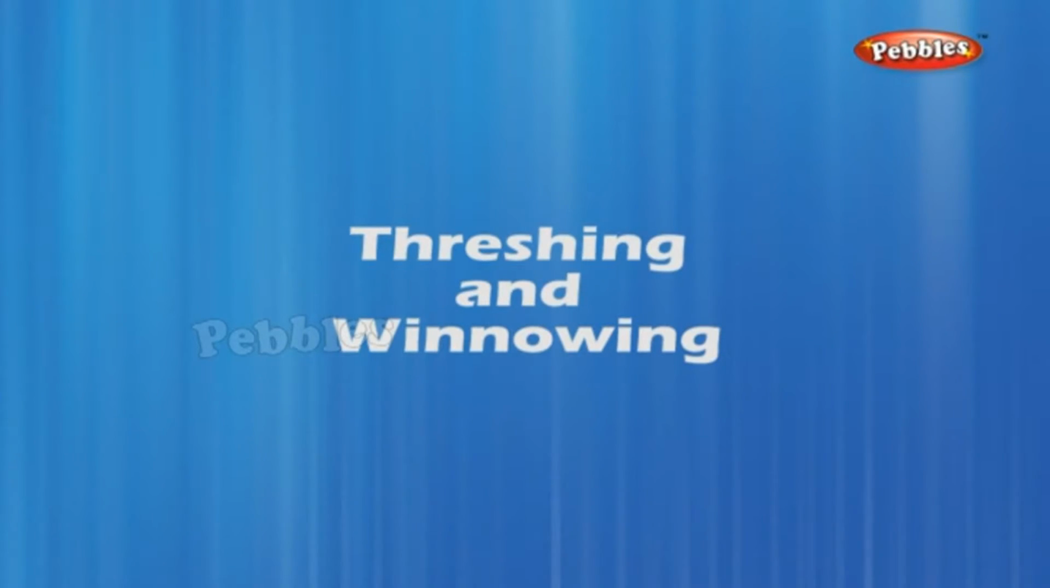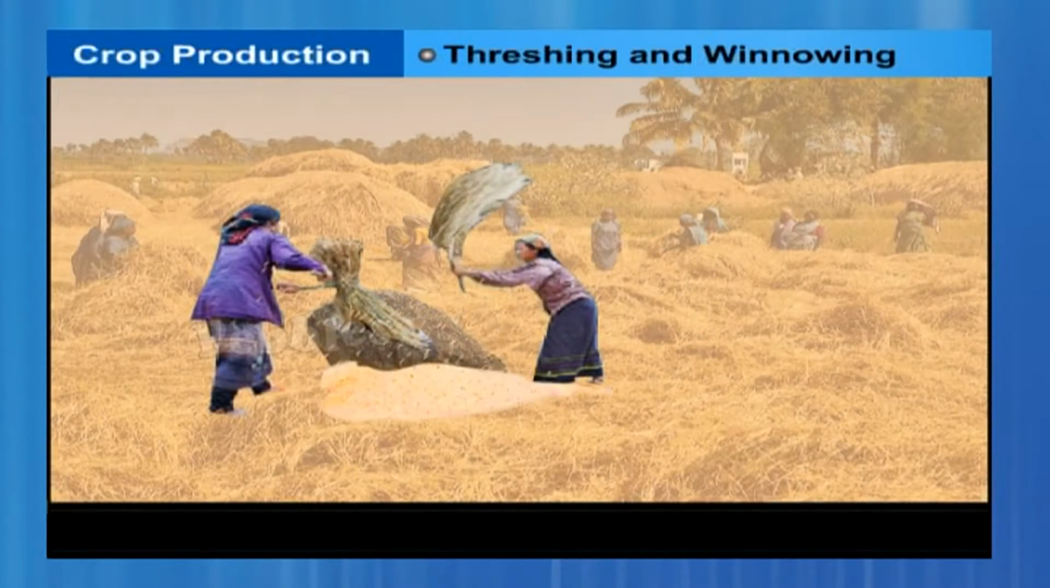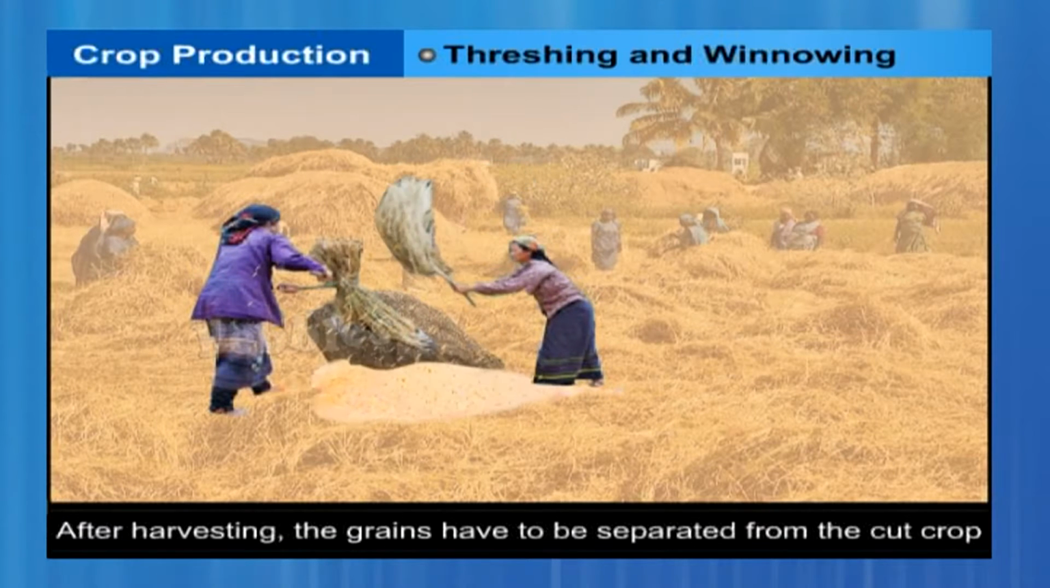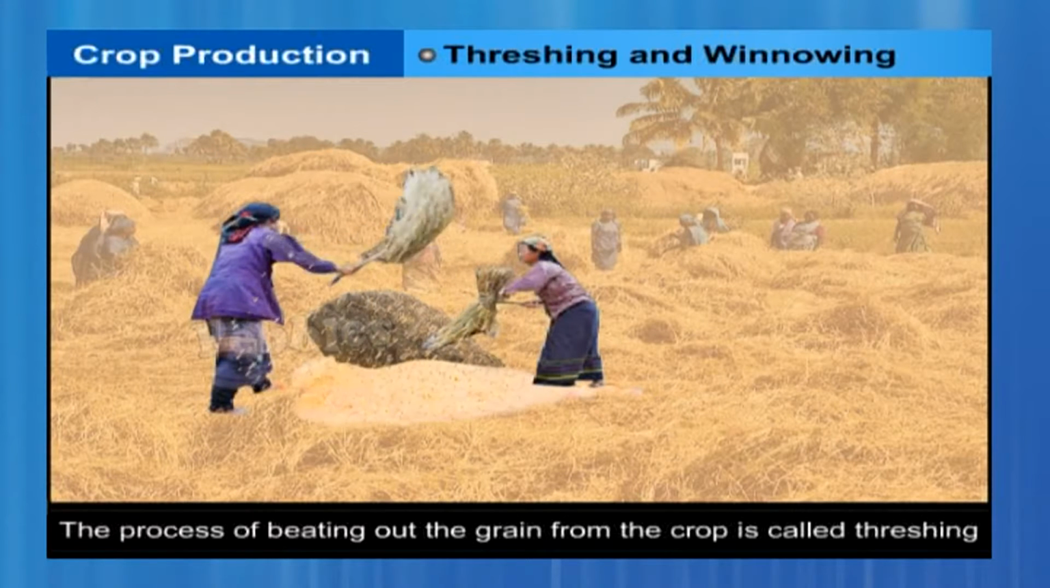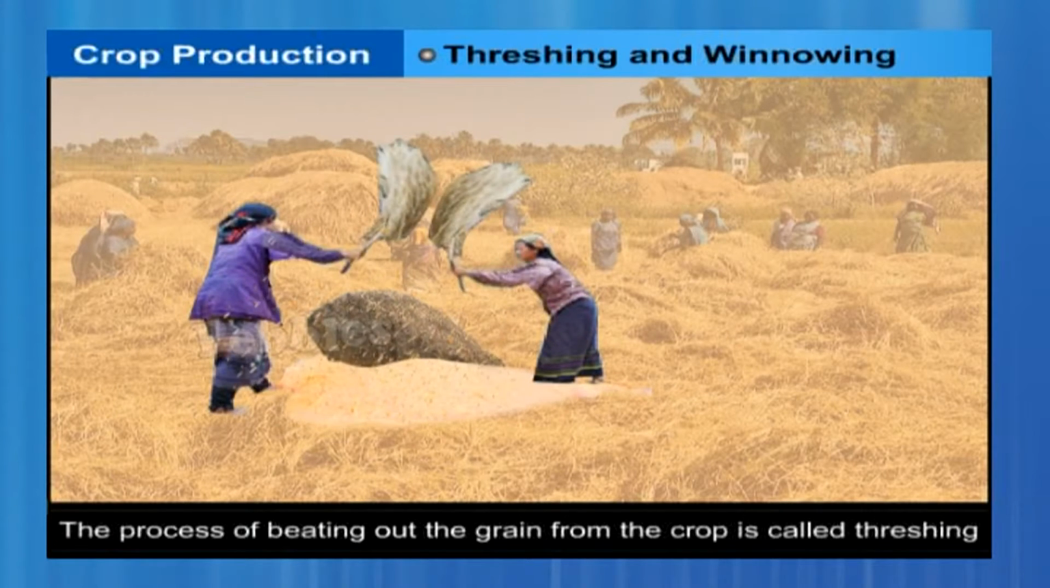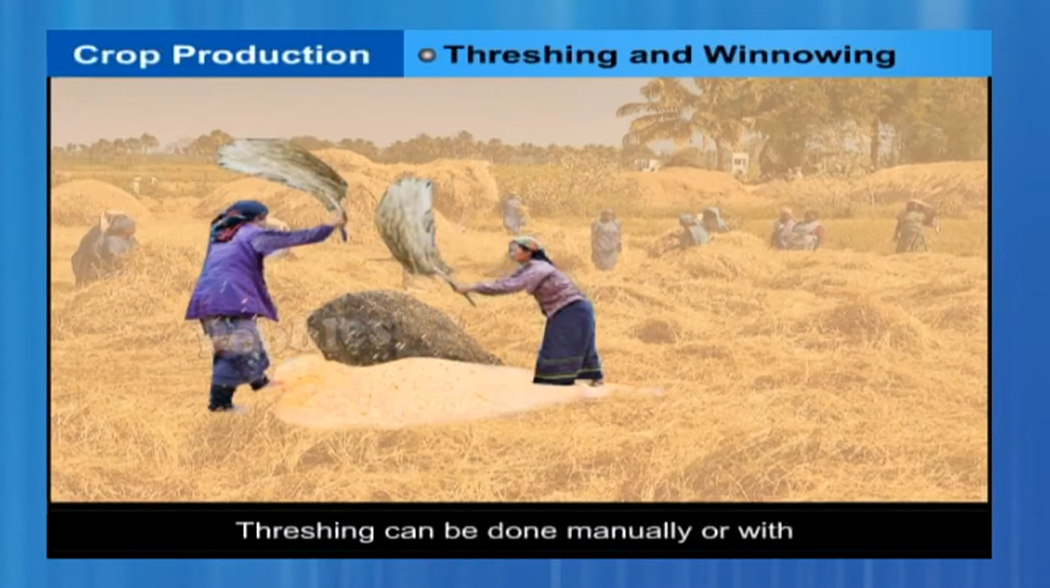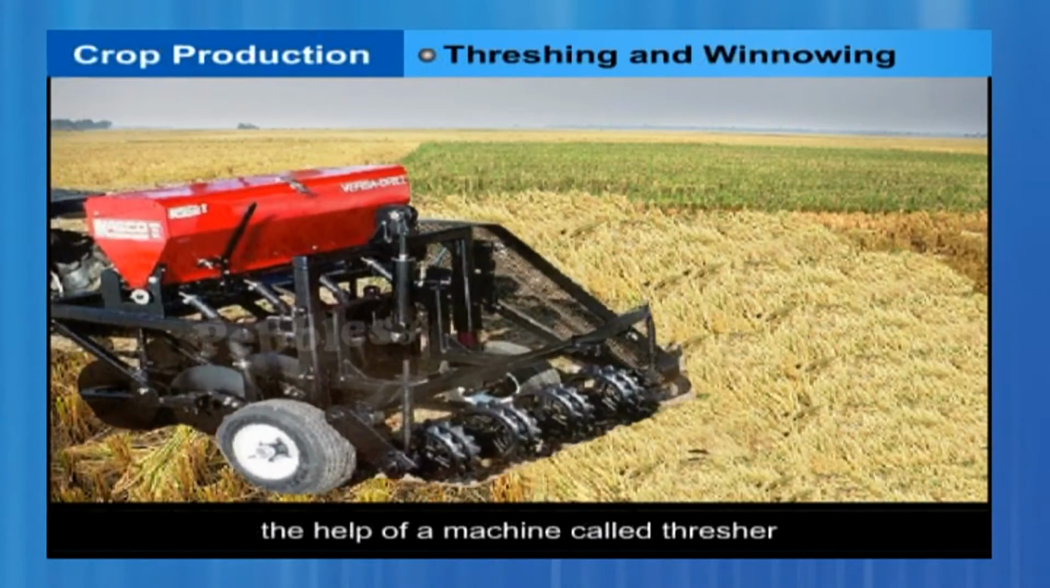Threshing and winnowing. After harvesting, the grains have to be separated from the cut crop. The process of beating out the grain from the crop is called threshing. Threshing can be done manually or with the help of a machine called a thresher.